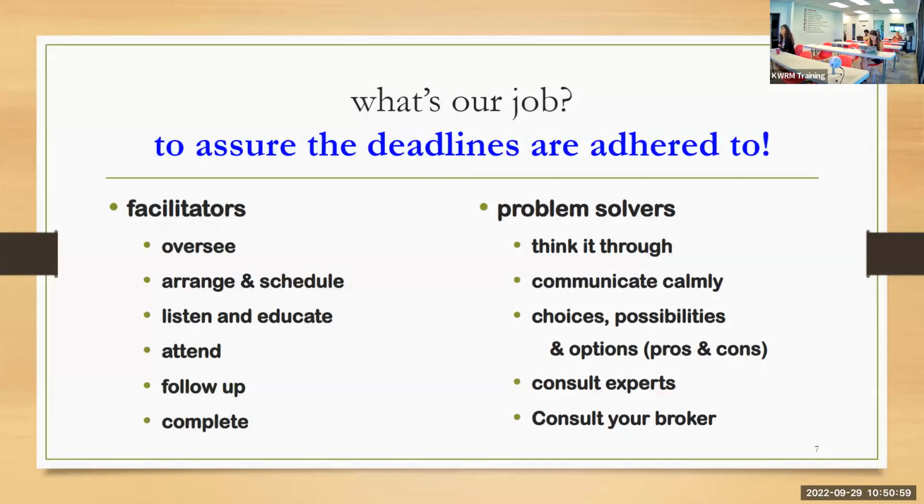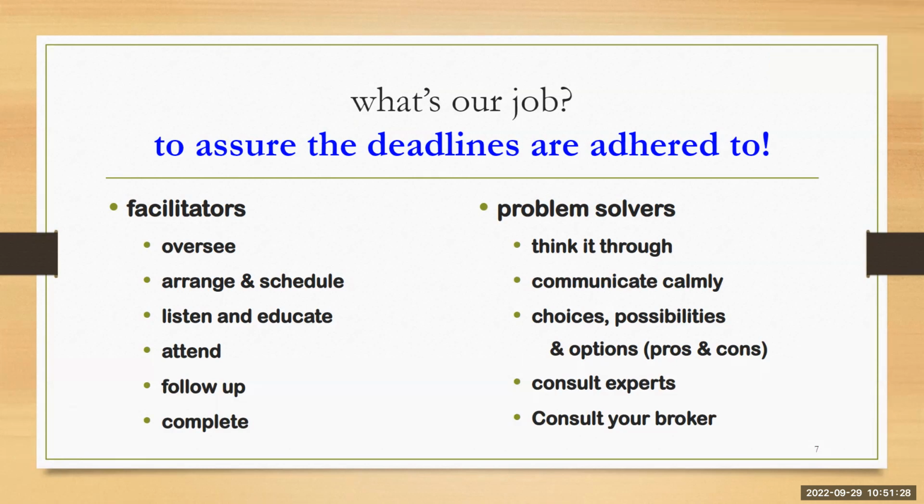Cool. All right. So, oh, it's a lag. So what's our job? And this is where I ask everybody in the class when I do this for CE to unmute themselves and to read that blue line together 3 times, because that's your job. What does it say? Everybody together. To assure the deadlines are adhered to. One more time. To assure the deadlines are adhered to.